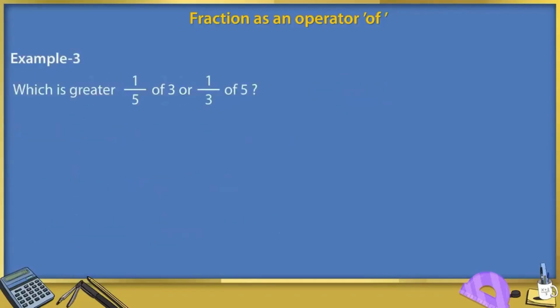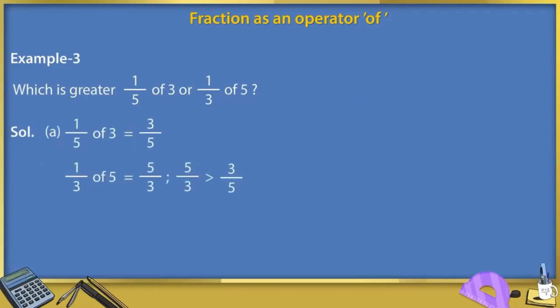Example 3. Which is greater, 1/5 of 3 or 1/3 of 5? Solution. 1/5 of 3 is equal to 3/5. 1/3 of 5 is equal to 5/3.